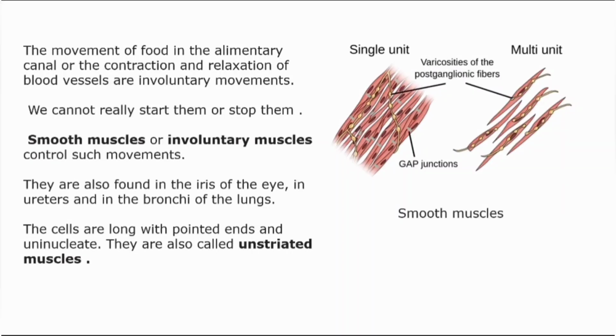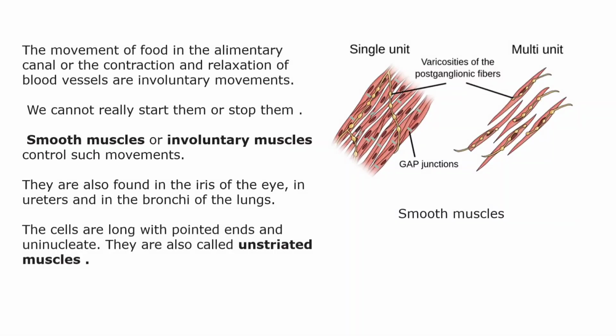Next is the movement of food in the alimentary canal or contraction and relaxation of blood vessels, which are involuntary movements. We cannot really start them or stop them. Smooth muscles or involuntary muscles control such movements. They are also found in the iris of the eye, in the uterus and in the bronchi of the lungs. The cells are long with pointed ends and uninucleate. They are also called unstriated muscles. You can see here, I have shown in this picture.